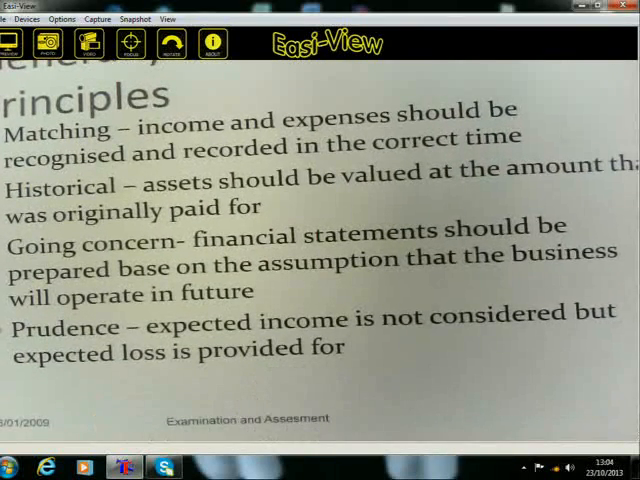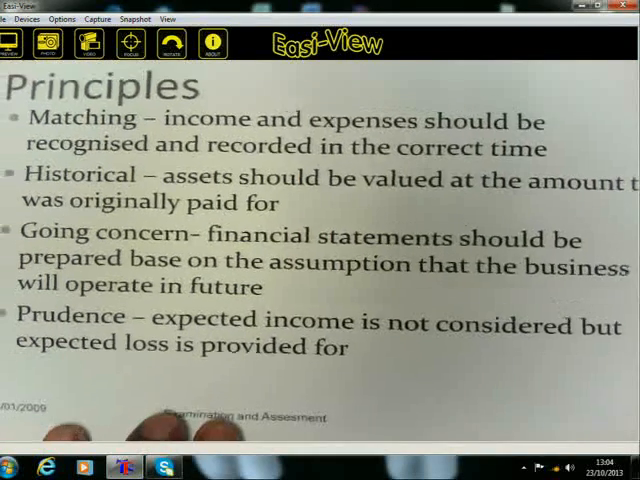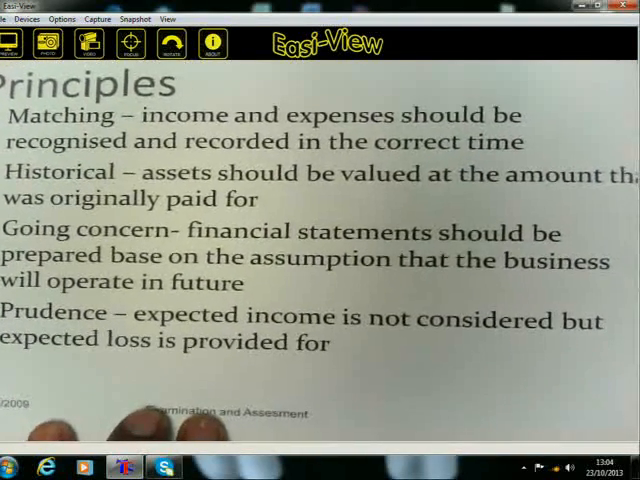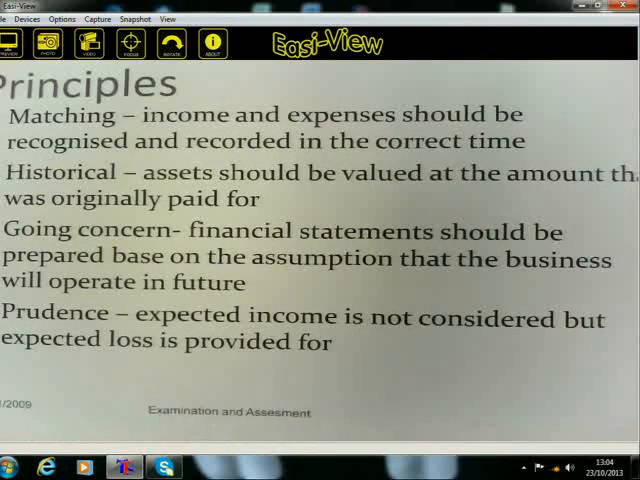Then we have the going concern, where the financial statements should be prepared based on the assumption that the business will operate in future. We know the aim of each and every businessman is to make profit, and we have made an investment if you open a business. Under no circumstances will you find a businessman saying that maybe after next year I will have to close this business. So the financial statements are prepared on the basis that the business will still operate in future.